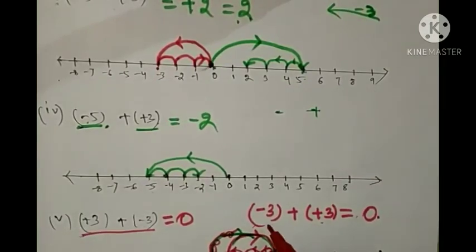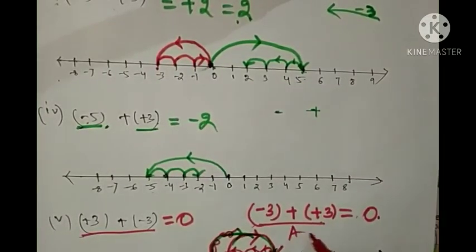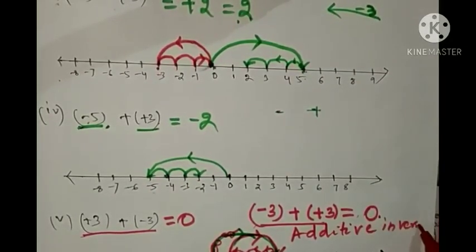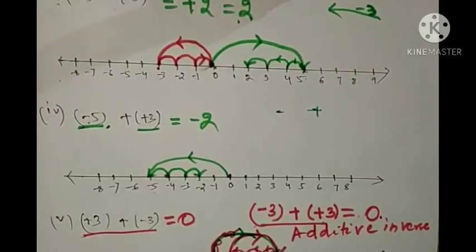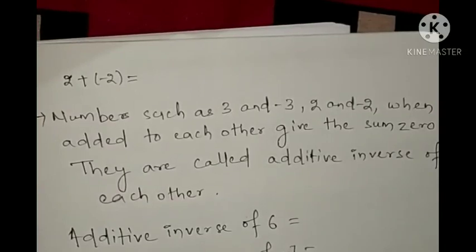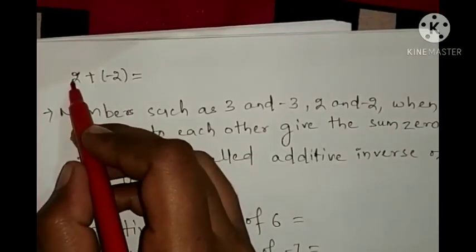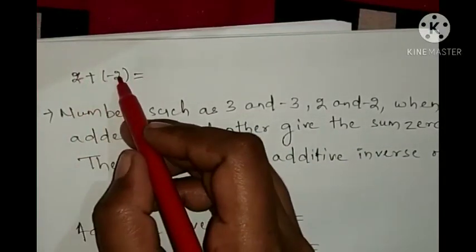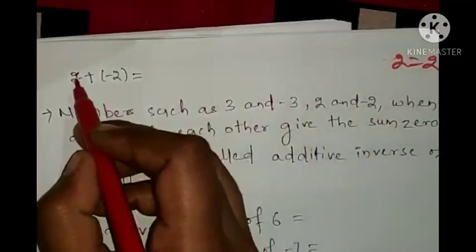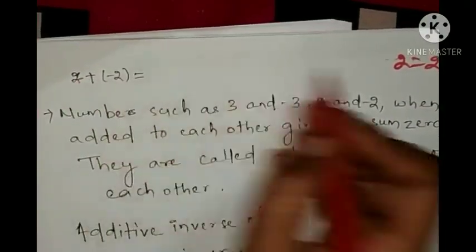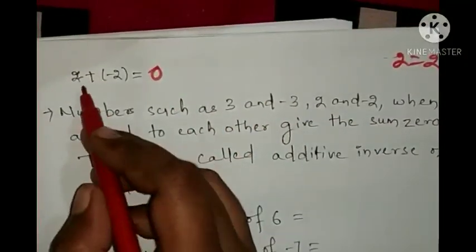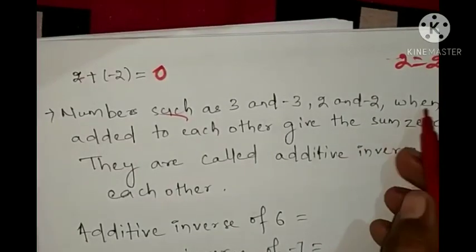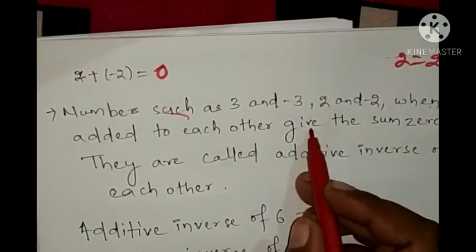That's why these numbers are called additive inverse. What are these numbers called? Additive inverse. So let's see what additive inverse is. 2 plus minus 2: one is positive, one is negative, both numbers are same, so we subtract. 2 minus 2 equals 0. Whenever we add 3 and minus 3, 2 and minus 2, 7 and minus 7, they give the sum 0.